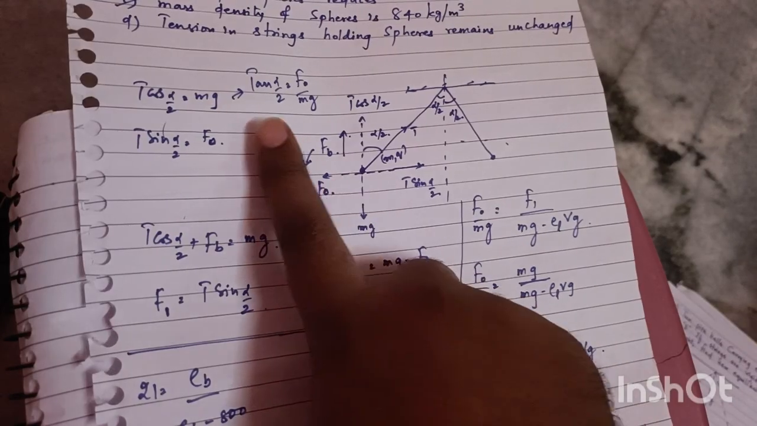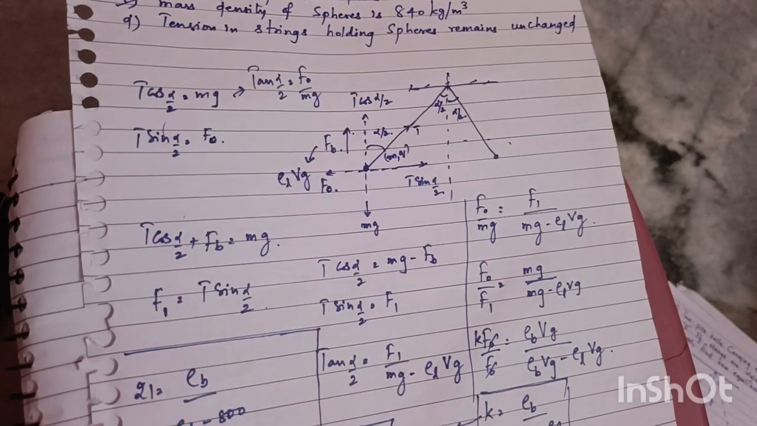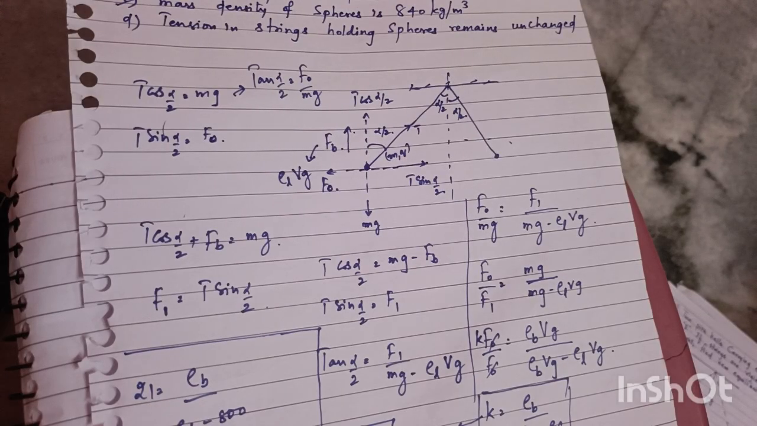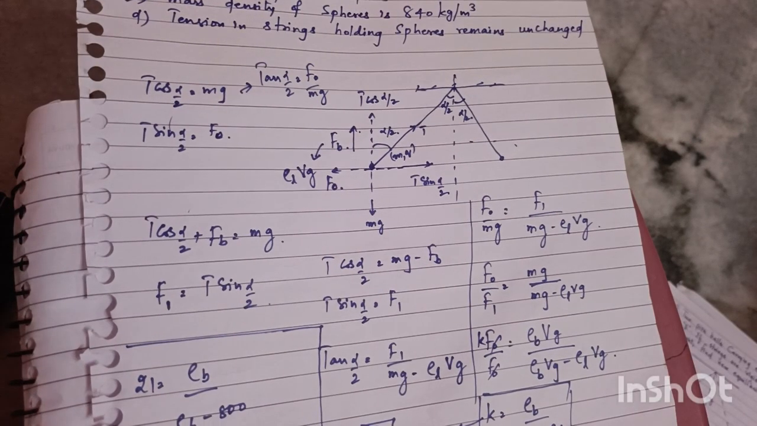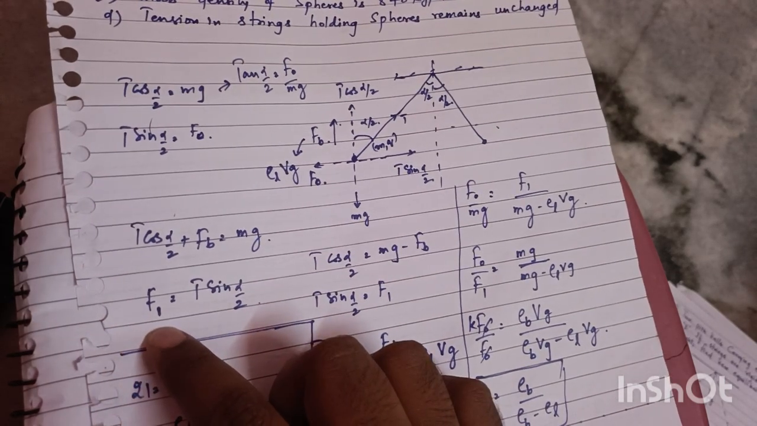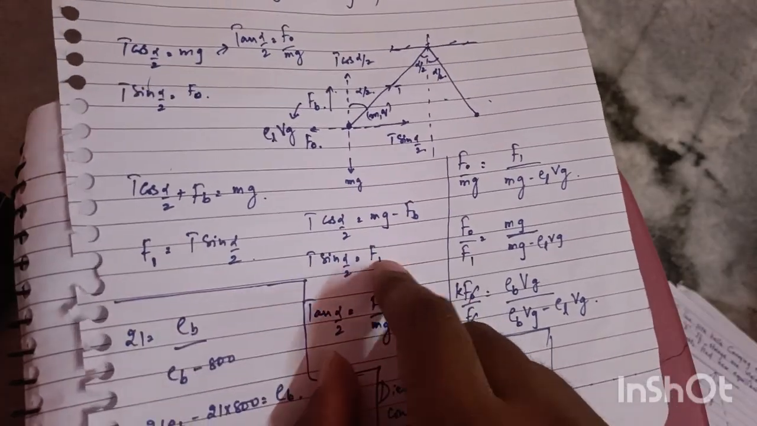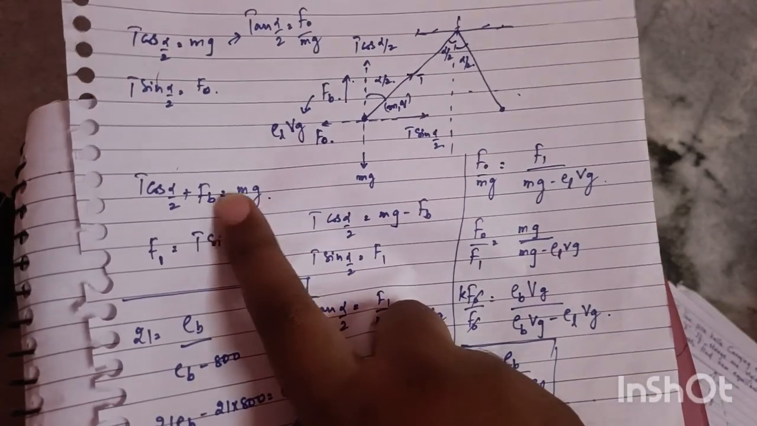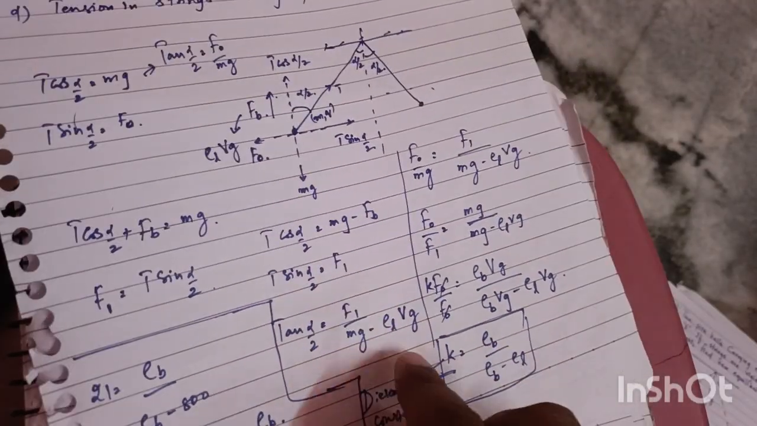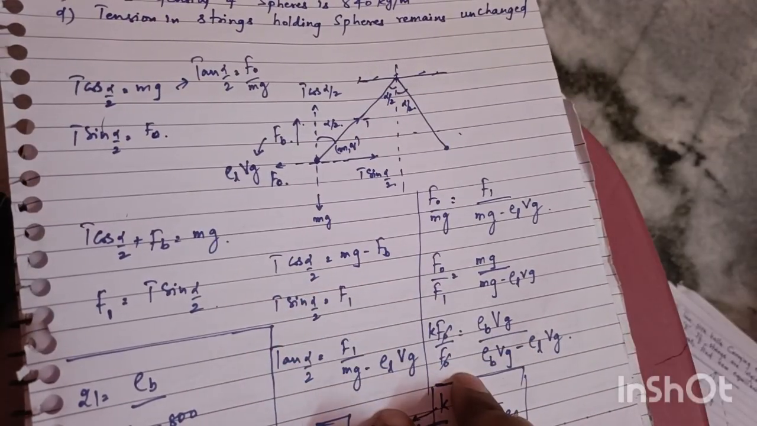Coulombic force before immersion I took as F naught, after immersion I took as F1, because obviously when we introduce some medium between the charges, the Coulombic force of repulsion or attraction changes by 1 by k. Since the force changes, I took it as F1, which I equated to T sin alpha by 2. So T cos alpha by 2 plus Fb is equal to mg, F is this side. These are pretty standard things. Tan alpha by 2 from these two equations I've written.